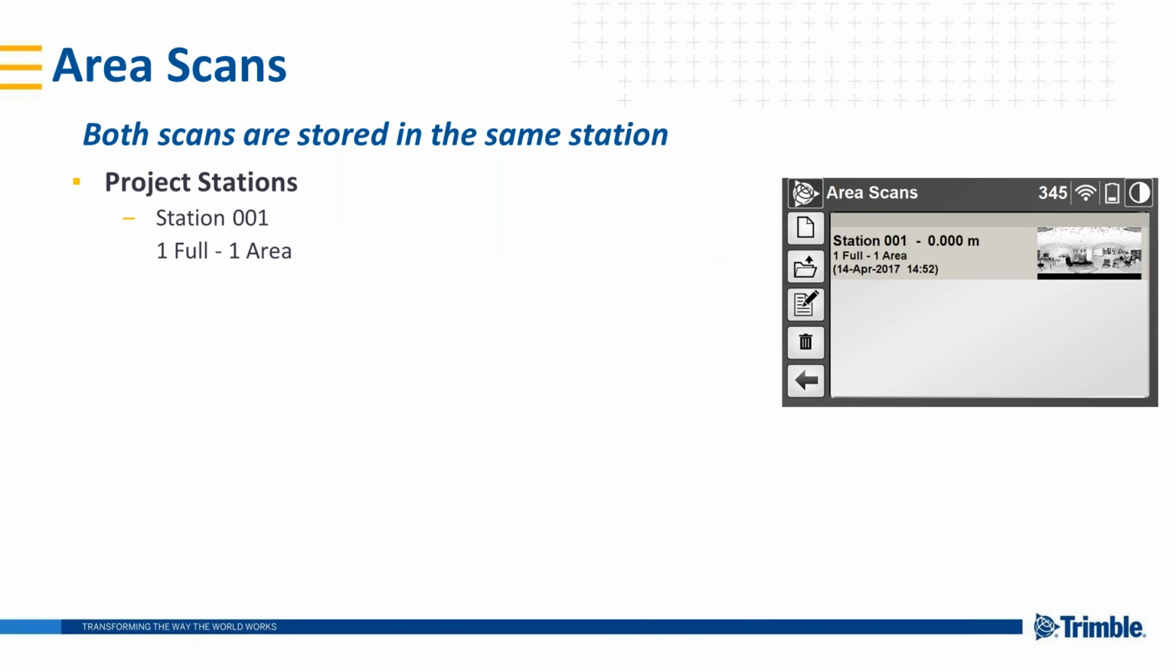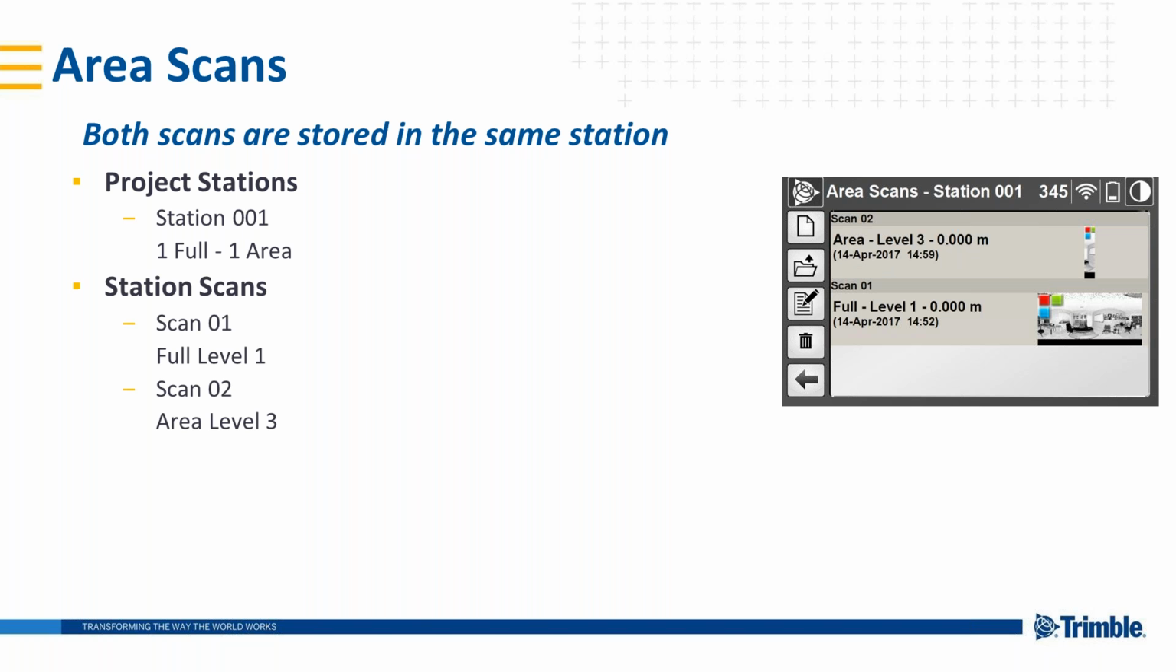Both scans are stored under the same station. If you look at the project, you will see stations listed showing the number of full and area scans that are included. You can select the station to see the details on each scan. In this case, one full level 1 scan and one area level 3 scan.